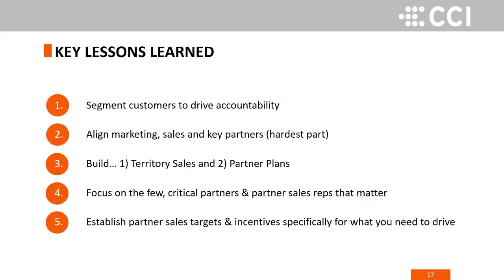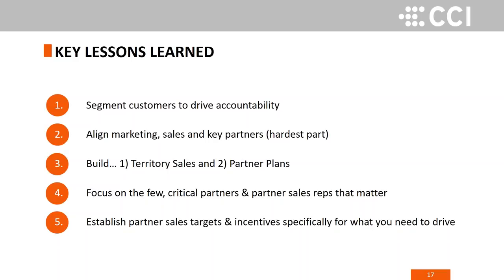Yeah, and so I guess we're just going to recap some of the key things that we've learned through going through this example and some of the things that we found. But number one, segment your customers and your partners to drive accountability. You put in place plans to treat marketing, sales, and key partners as an ecosystem. And so if you go back to the activity matrix, you need to spend your time working across teams at your company in the right way in order to drive the right results.